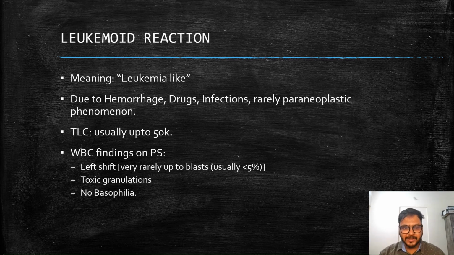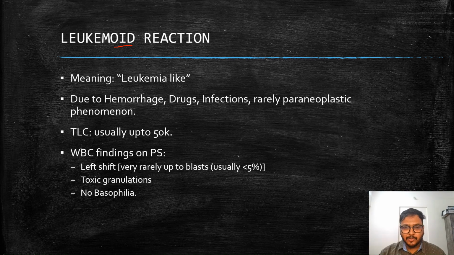Now, what is leukemoid reaction? Whenever you'll come across this word that is oid in pathology, it means like. So leukemoid means leukemia-like. That is, it is actually not a leukemia, but it will mimic a leukemia. And the leukemia which it mimics is chronic myeloid leukemia. And the leukemoid reaction occurs due to hemorrhage, drugs, infections, or rarely paraneoplastic phenomenon.